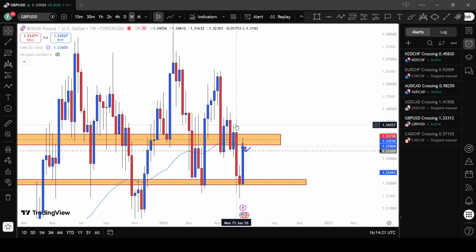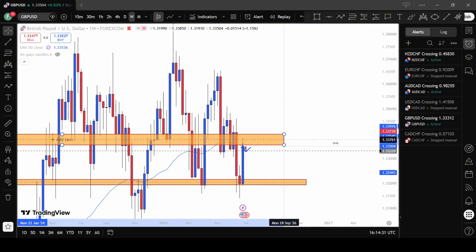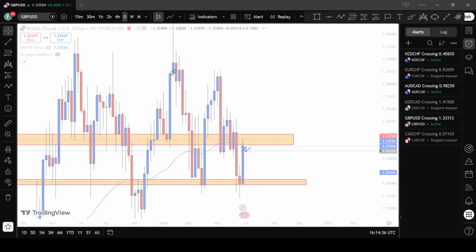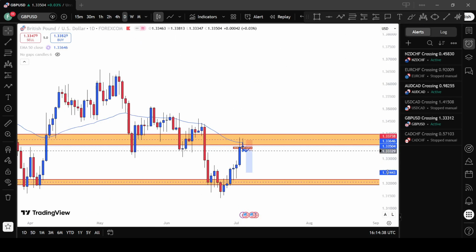And that can be due to certain reasons why it did not go up. Now, as you can see here in the weekly, we are below this area of interest. So this area of interest right here, we are below it on the weekly time frame, and on the daily time frame we're also below this area of interest.